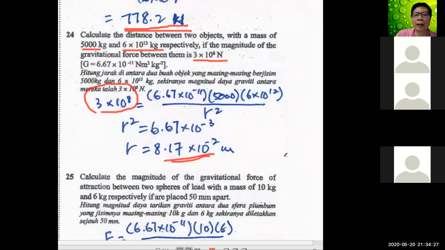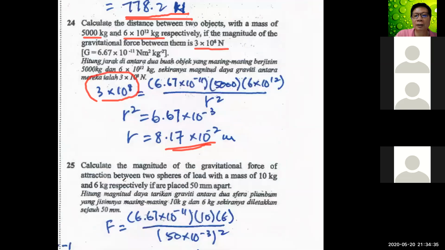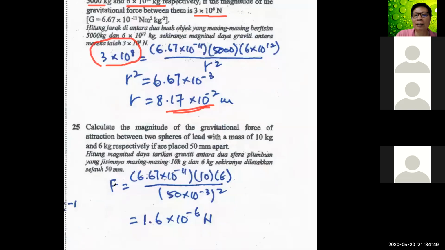All right, question 25. Read the question. Calculate the magnitude of gravitational force of attraction between two spheres, 10 and 6. Very simple. Use the formula: F equals G m1 m2 over R squared. Take G constant value, m1 10 kilo, m2 6 kilo. Then the distance is given, 50 millimeter apart.